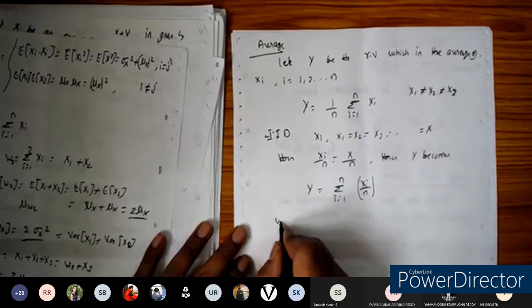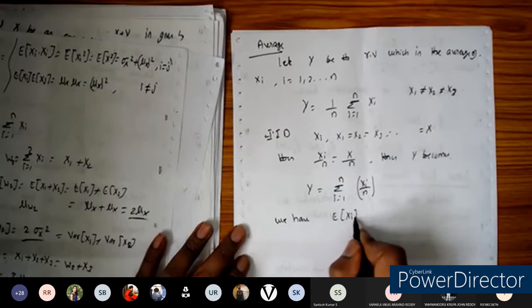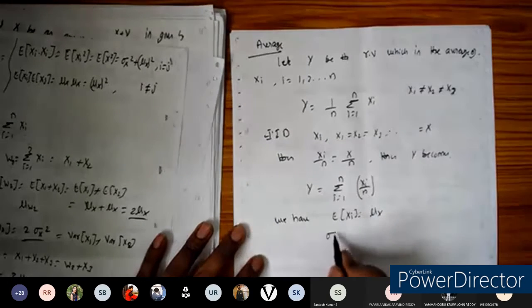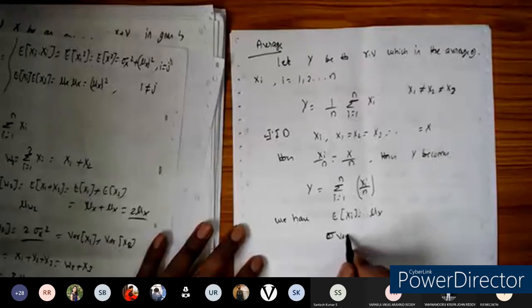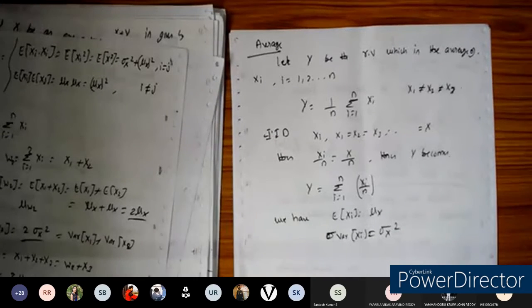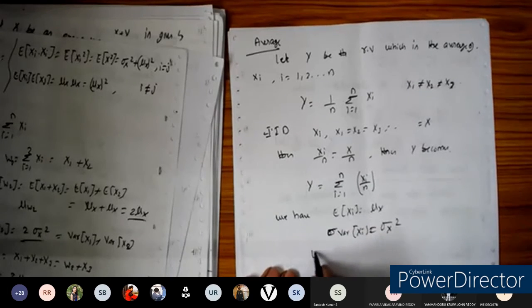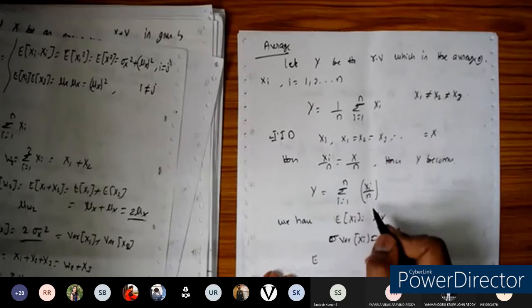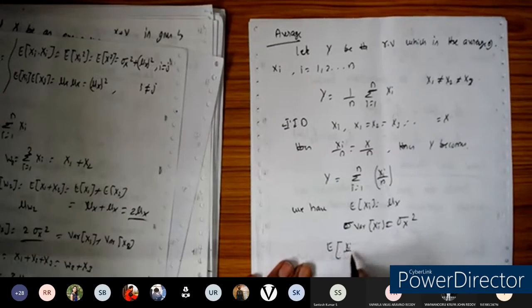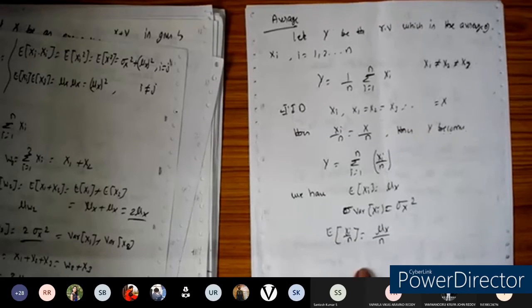We have the expected value of xi, which is mu x, and also the variance of xi, which is sigma x square. We also know that expectation is a linear operator. Since we have x by n, let me take xi by n. Since it's a linear operator, we are going to get mu x by n here.